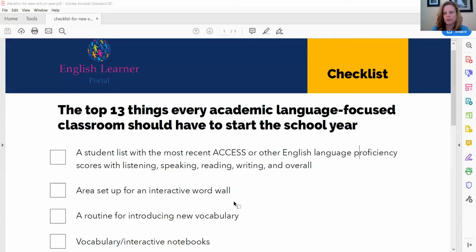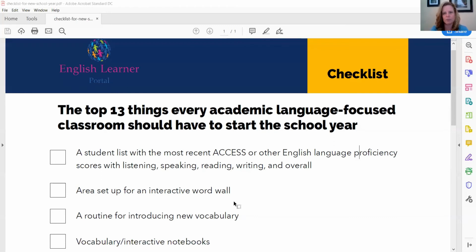There are a lot of different vocabulary routines out there from Marzano or Kate Kinsella, some other things, and that can be a topic for a future blog for us. But look up vocabulary routines. Think about introducing vocabulary in a consistent way every time you do it, so students know exactly what's coming and what to expect. It really helps them remember.